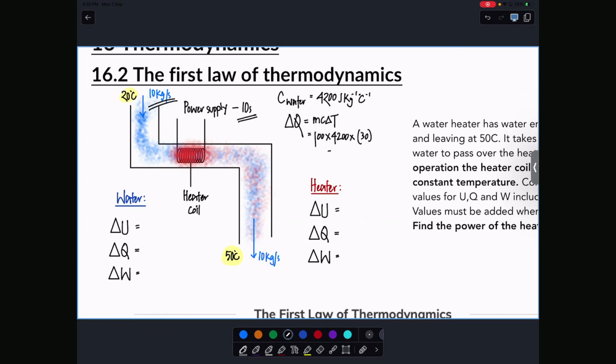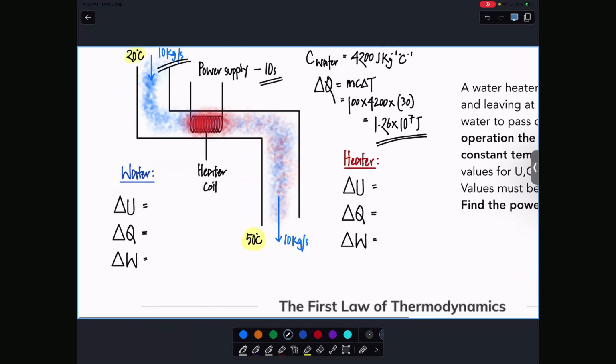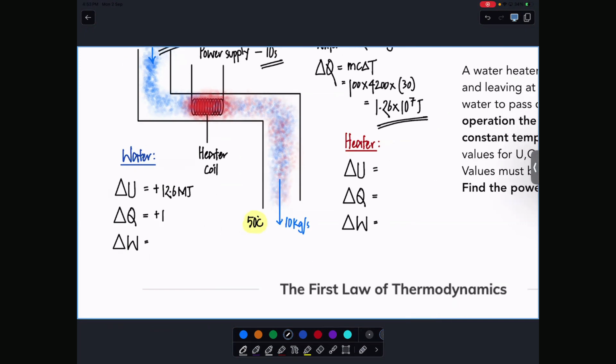So 30. Does that give such a big number? 1.26 into 10 to the power 7 joules. Right, so that's the amount of energy that the heater gains, or the water gains. So this is going to be plus that amount, 1.26 into 10 to the power 7. Can we write this as 12.6 megajoules? I think so, right? 12.6 megajoules. What is Q going to be as well? 12.6 megajoules. And work done on the water?